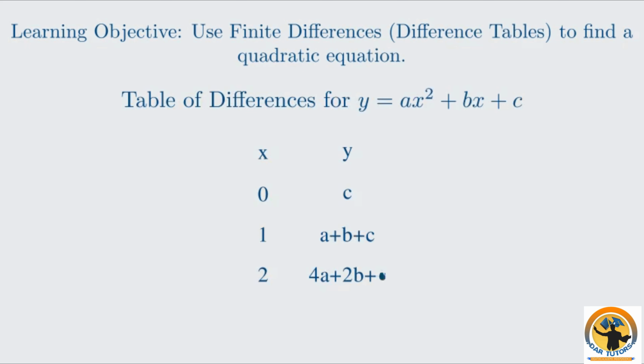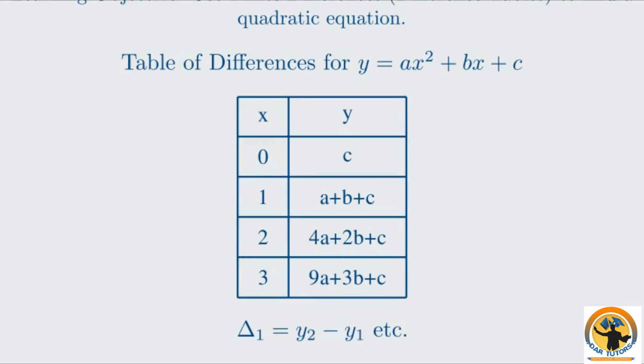Our final learning objective is to use finite differences, which are also known as difference tables, to find quadratic equations from a sequence of y values. This is a powerful technique when you have data points at regular x intervals. Let's consider a general quadratic function y equals ax squared plus bx plus c. We can build a table of values and then calculate the differences between consecutive y values. We call this the first differences, or delta 1.